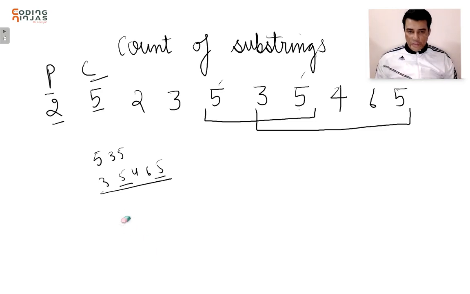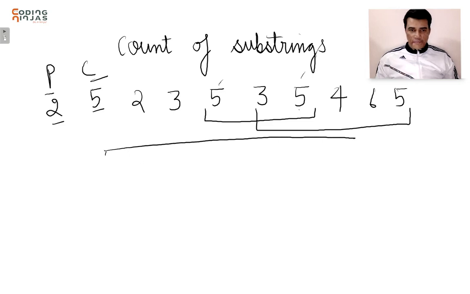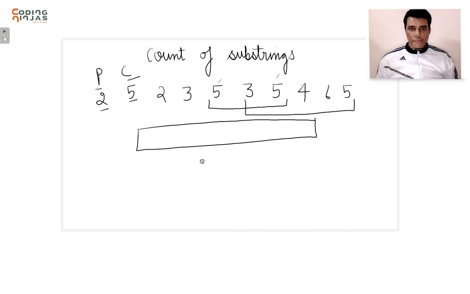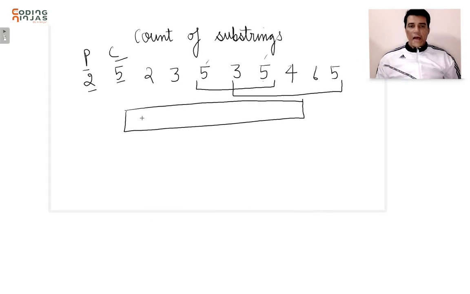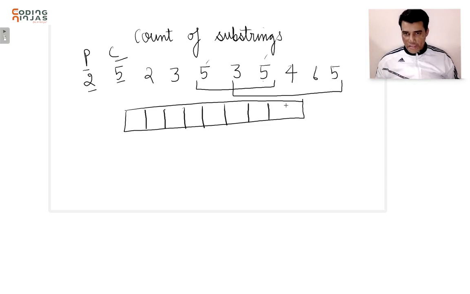Right? Now let's talk about how we'll try to solve this question. What I'll do is, first I'll traverse the given string. And I'll make the insights, all the markings that I get from its traversal, and put the results into this array. Let me define what this array means to me.